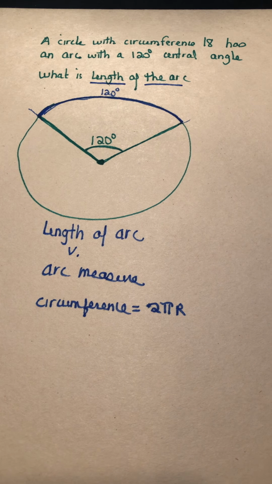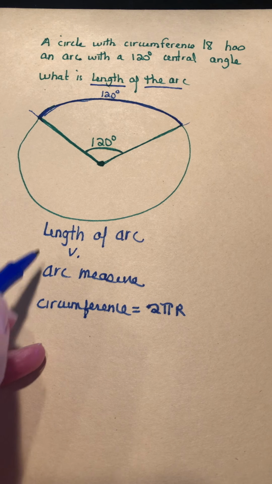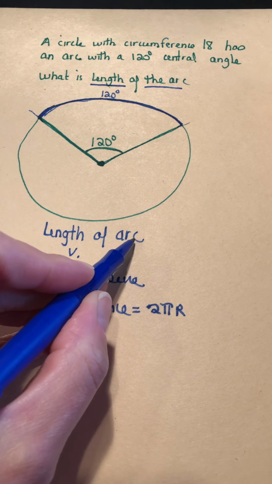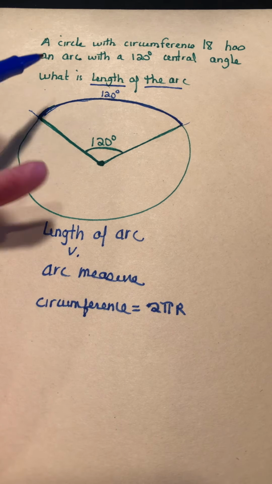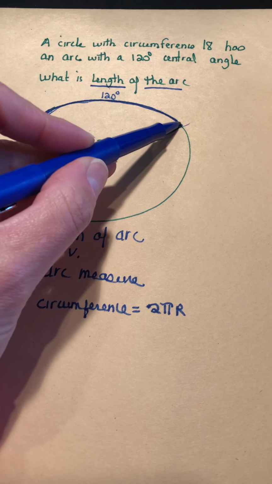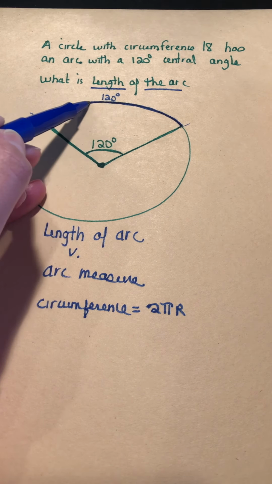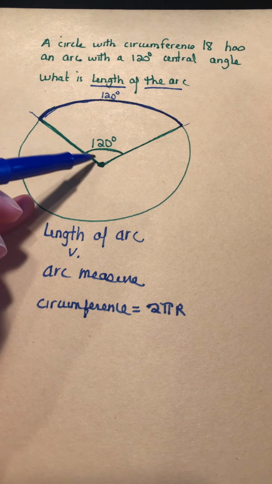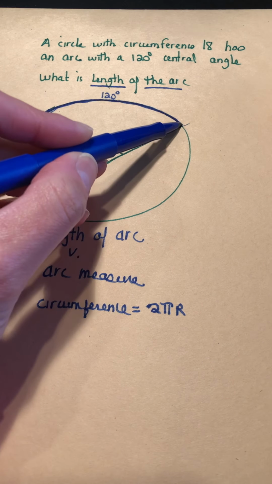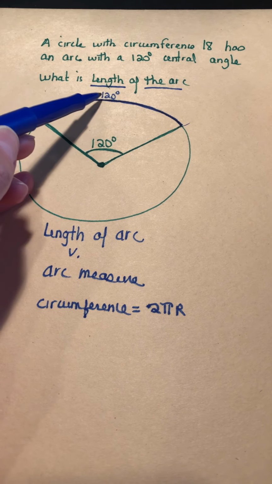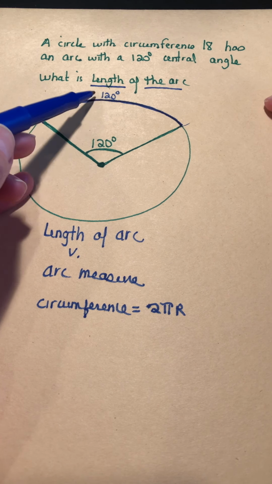Okay, so just to make sure you understand, there's two different things. There's the length of the arc and the arc measure. In previous videos, if you wanted to measure this in degrees, you would say, here is a central angle. The central angle is 120 degrees. This arc measure is also 120 degrees. But that's not really what it's asking.